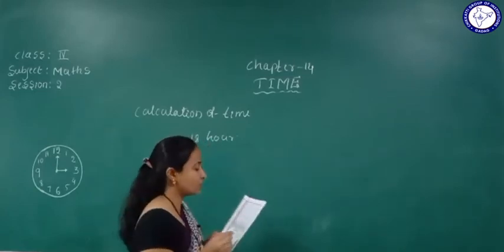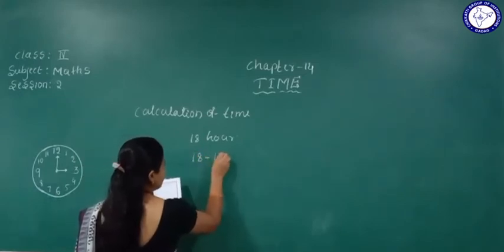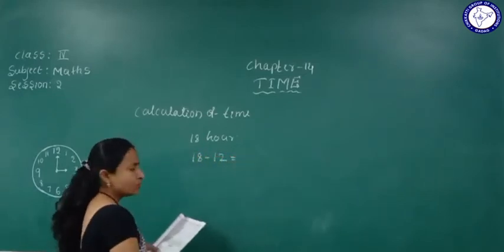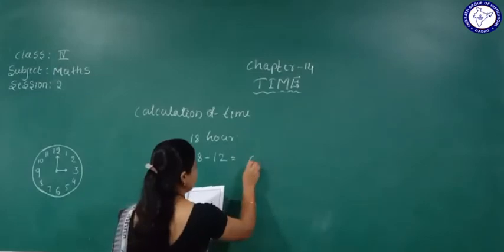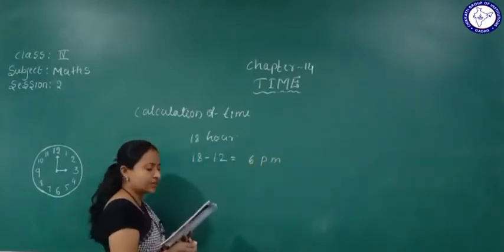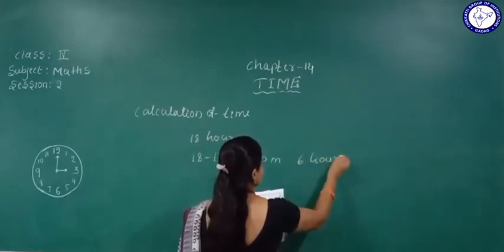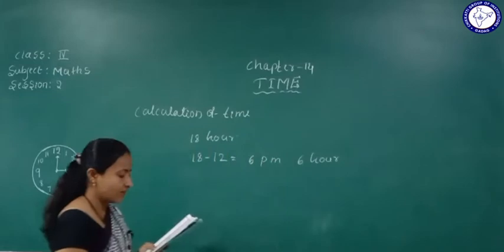12-hour clock. So here what do we do? 18 minus 12. So we get 6 PM. That is post meridian. So we can call it 6 hour.